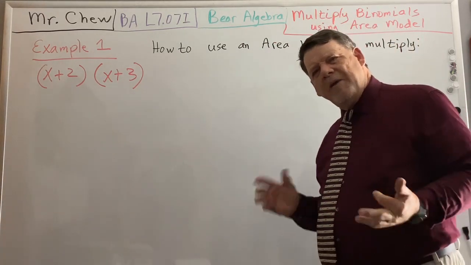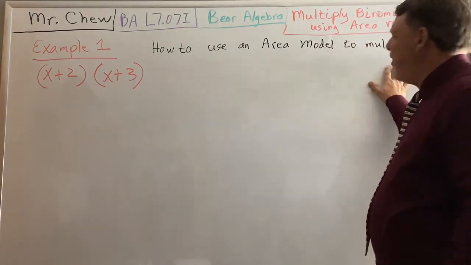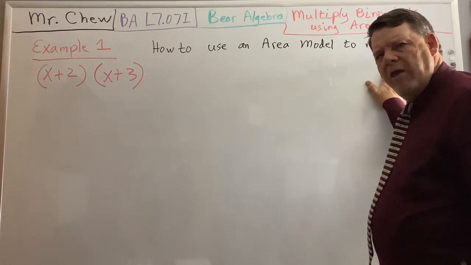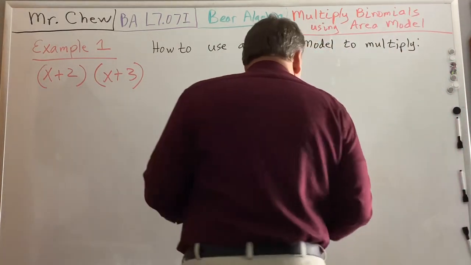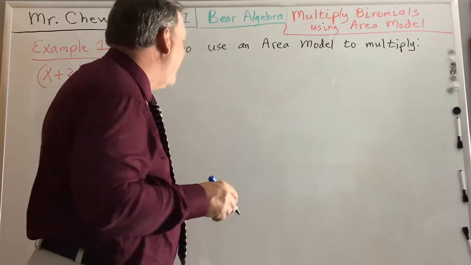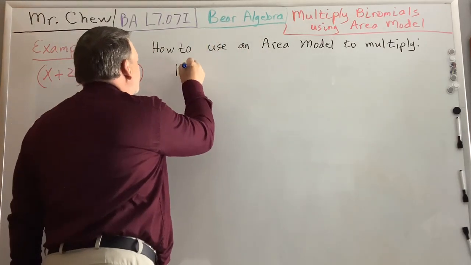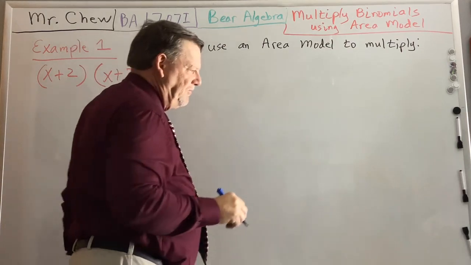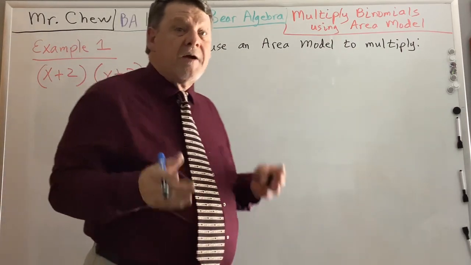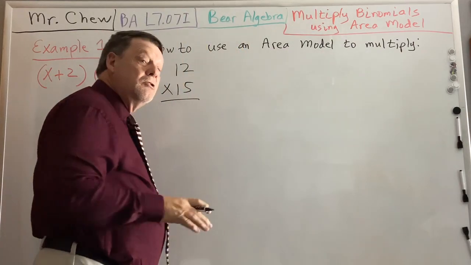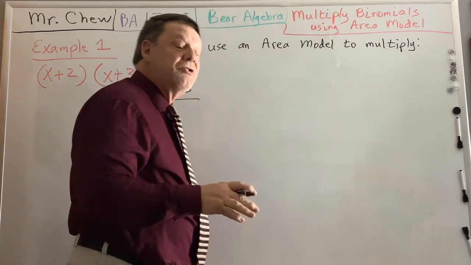So the first thing you may say is, well, I don't know what an area model is, Mr. Chew. You're going to have to explain that to me. Okay. If I want to take two numbers, let's say, for example, 12 times 15, you could stack them up like this and use what's called the traditional algorithm.